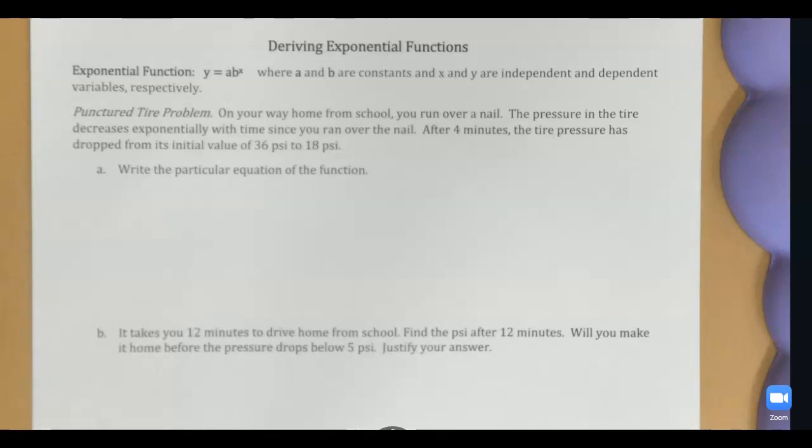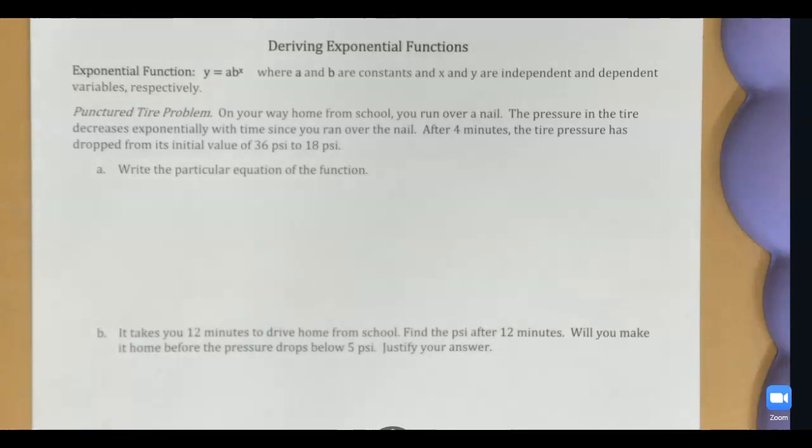Alright, good morning. We are going to be deriving exponential functions today from word problems. So, our exponential functions are y equals ab to the x, where a and b are constants, and x and y are the independent and dependent variables. So we are going to be using the information we're given to find a and b, and then we can plug them into our exponential function.